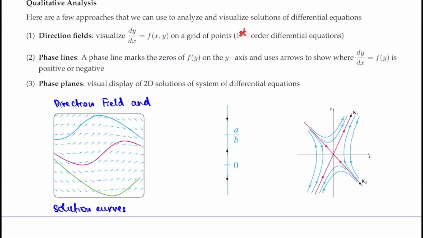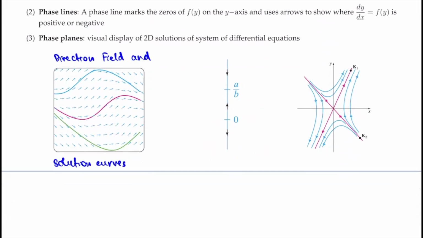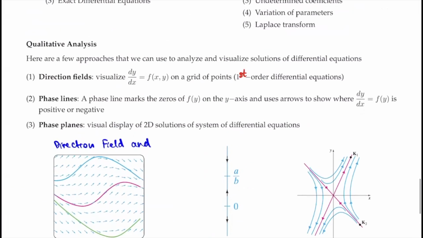So the direction field are the arrows that you see. Solution curves are the curves in blue, red, and green. Now, the second picture illustrates the phase line analysis. So phase line analysis gives you the value of the zero of the function f of y along the vertical axis and uses the arrows to show where the function is going to be positive, whereas the function is going to be negative. We will see something similar to this particular graph later when we get to logistic growth.